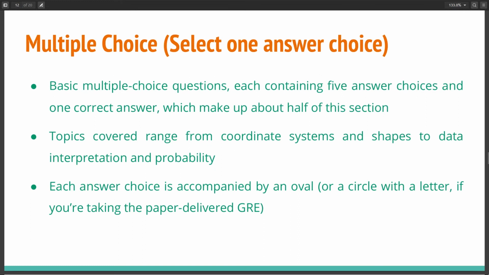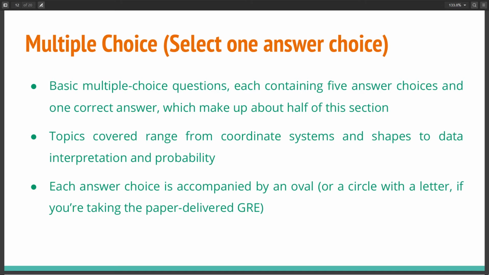Okay, so multiple choice questions with only one correct choice. This is a simple question type. It's a simple MCQ with 5 options and 1 correct option. This makes up about half of the quantitative section. The topics covered in these types of questions range from coordinate systems and shapes to data interpretation and probability.